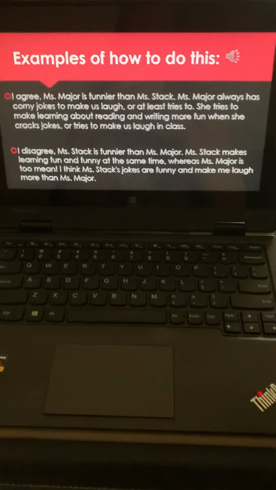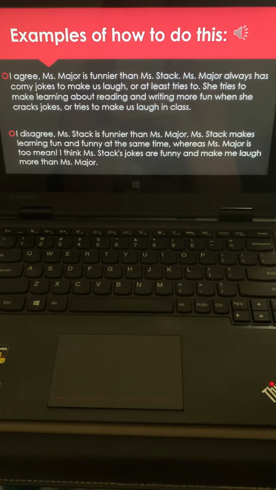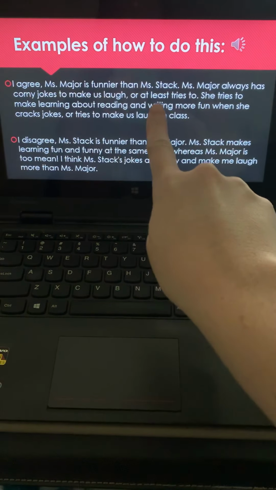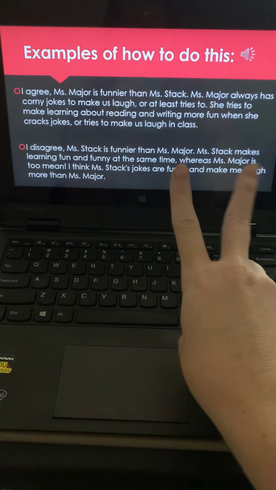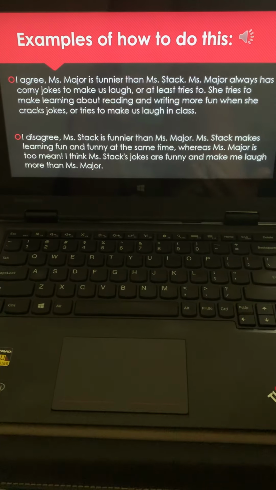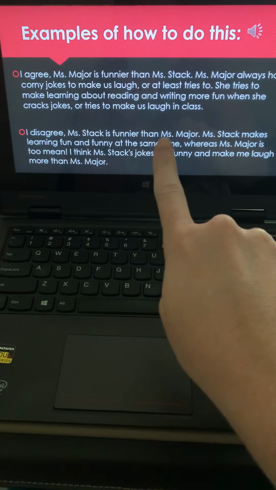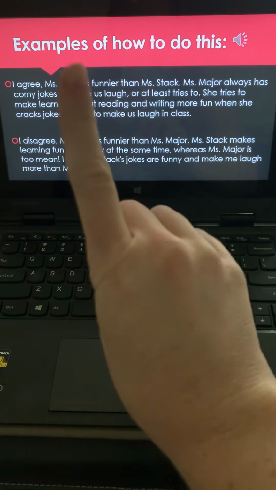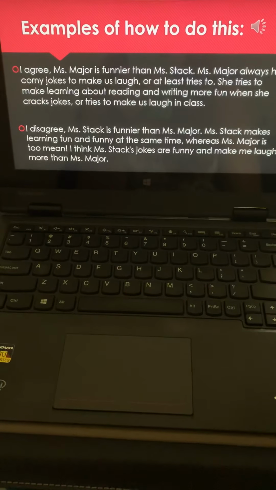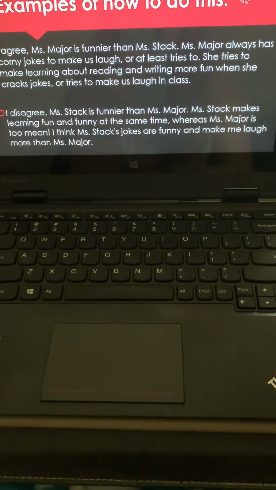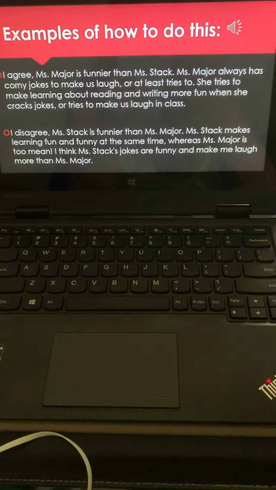So here are 2 examples. If I'm reading through this, here's what I see. I see that it says Miss Major's funnier. There's my restating. She always has corny jokes. That's reason 1. And she tries to make reading and writing more fun. So there's 2 reasons. If you disagree, restating Miss Stack is funnier. She makes learning fun and funny at the same time. That's reason 1. And I joked around and said Miss Major's too mean, which maybe some of you agree with. It's okay. I think Miss Stack's jokes are funny and they make me laugh more than Miss Major. There's reason number 2. Okay?